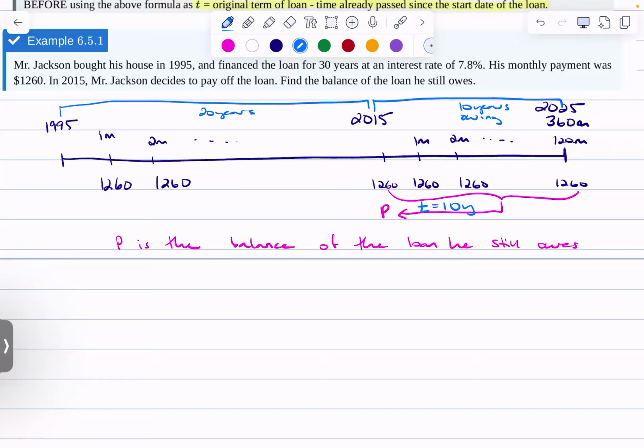Okay. What are we given? We're given the rate, which is 0.078. He's making monthly payments, which means N must be 12. And M, which is the payment amount, is 1260. And T is 10 years. And I'll highlight that one because it's different from what we've seen before.